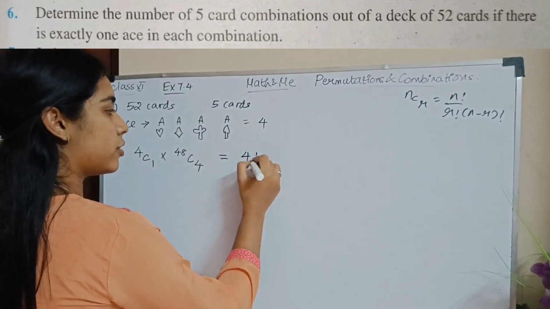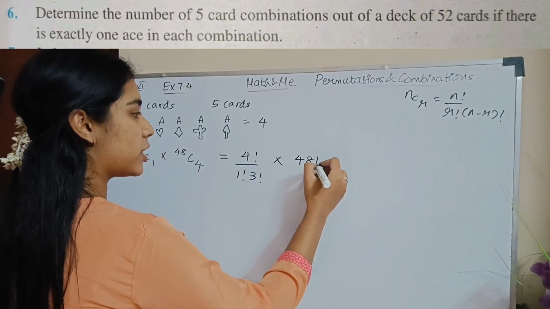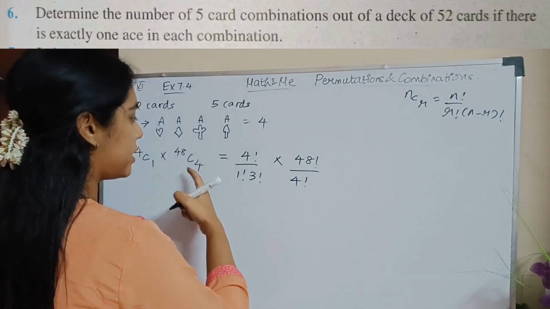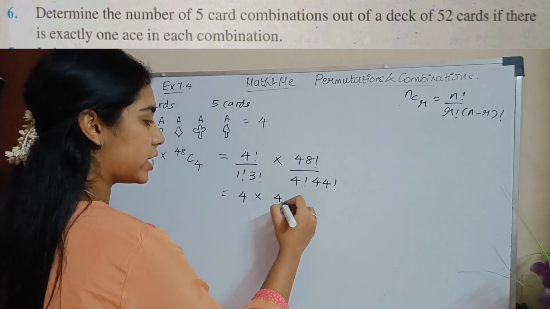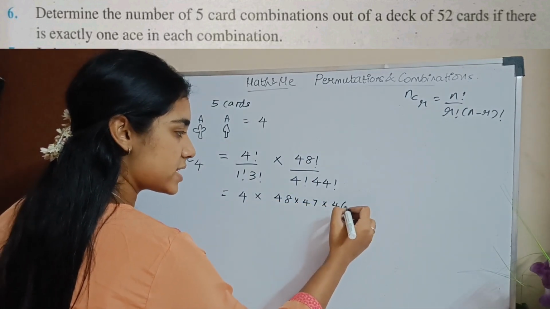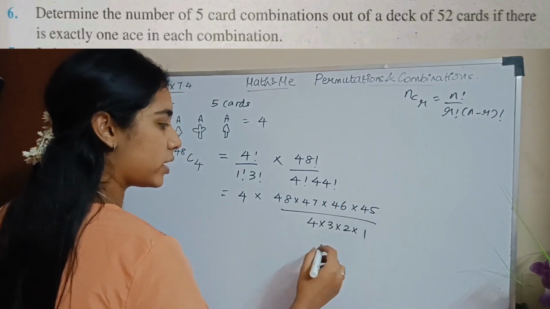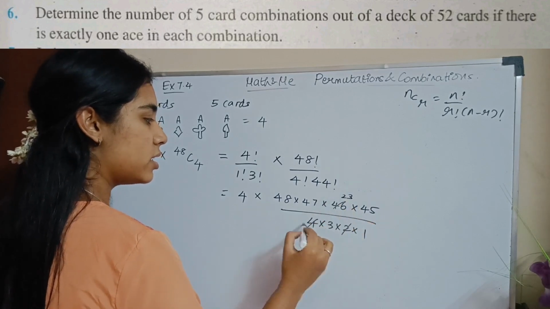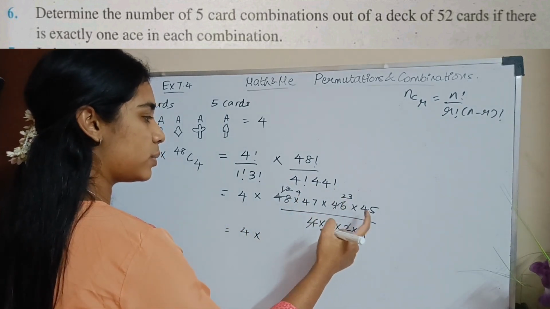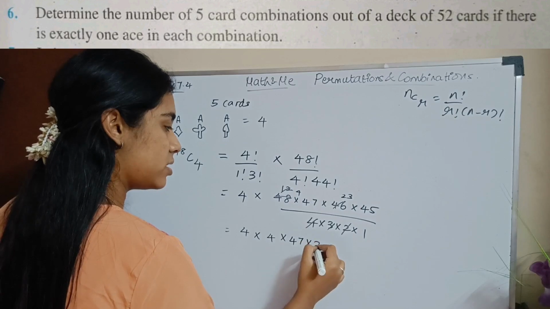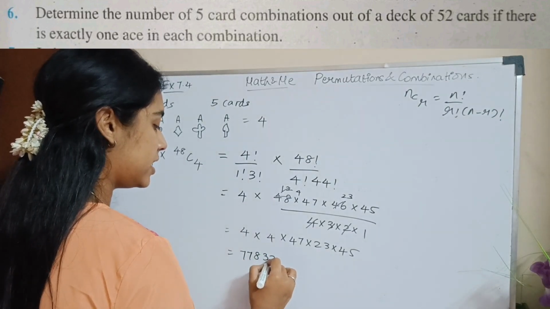So 4C1 is 4 factorial over 1 factorial times (4 minus 1) which is 3 factorial, times 48C4, which is 48 factorial over 4 factorial times (48 minus 4) which is 44 factorial. So I'll have 4 into, 3 factorial cancel ஆயிடும், times 48, 47, 46, 45, 44 factorial cancel ஆயிடும். So I'll have 4, 3, 2, 1. So now I have 2, 23, 4, 12, 3 4s are. So I'll be left with 4 into 4, 47, 23, 45. So my final answer will be 778320. Okay.